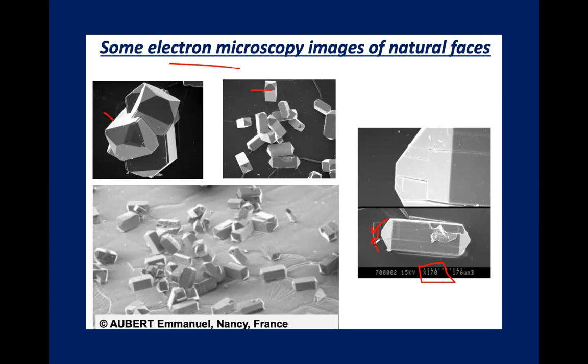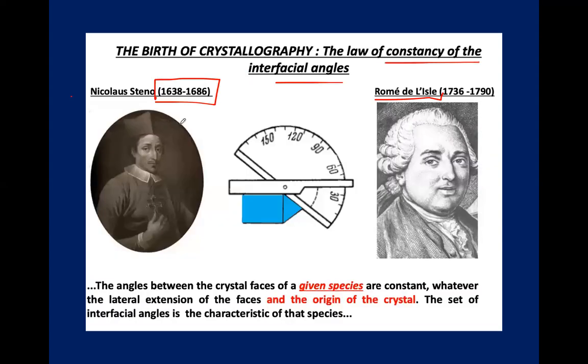This interfacial angle was constant for different minerals, right? So this was discovered by these people, and it was given as a law, which is called the law of constancy, for a given species. Remember, different species have different angles because they have different shapes. But for a given species, the interfacial angle is constant. So that means they define a specific shape.